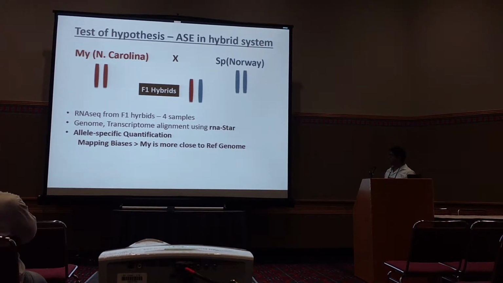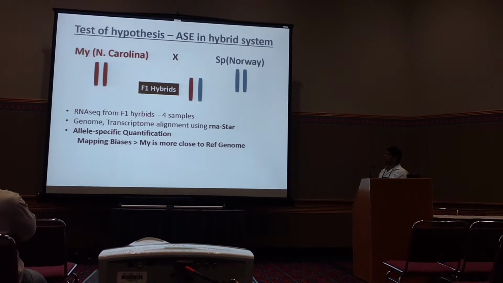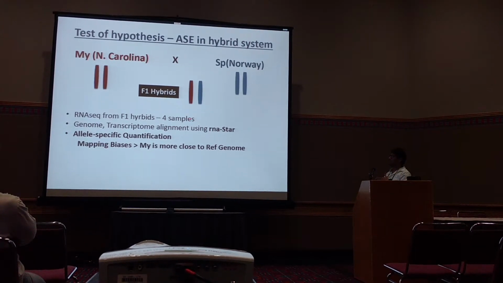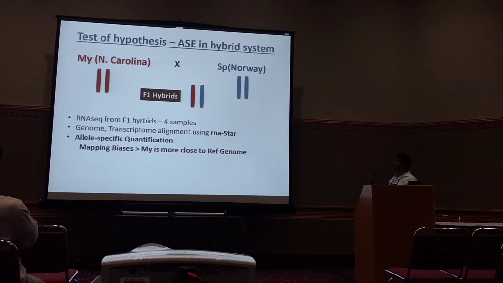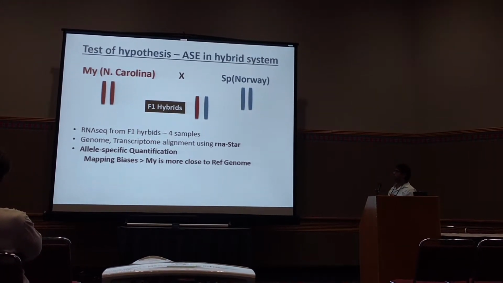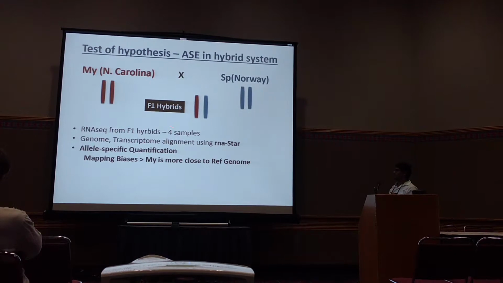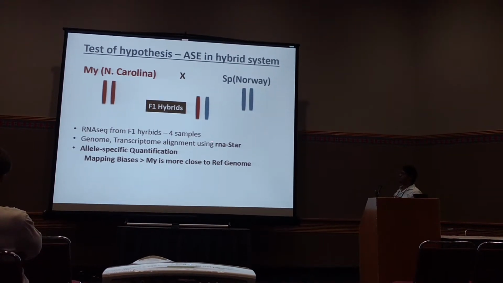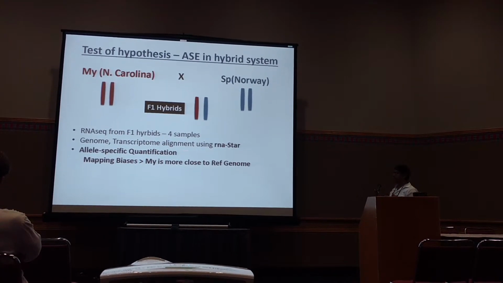So I used that approach where I prepared an F1 hybrid and extracted RNA-seq from several different samples. But finally, we only took several good quality samples. There were 4. So we only did the transcriptome alignment using RNA star.